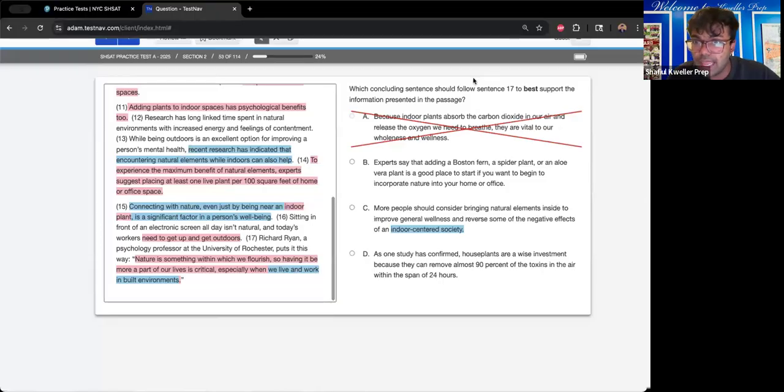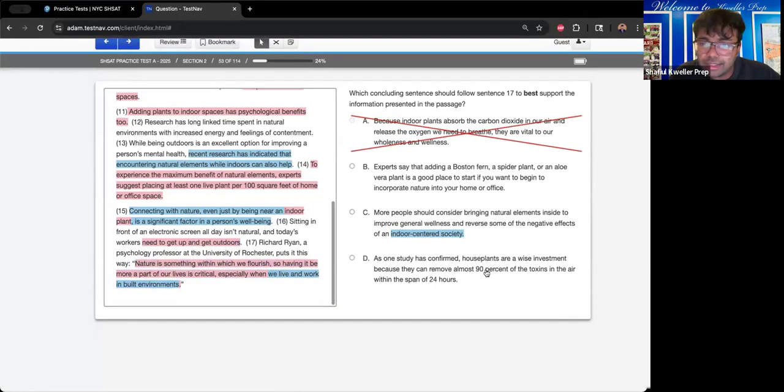Someone said, why wasn't it A? It's not A because A talks about something scientific, like plants absorb the carbon dioxide in our air. This is scientific. But the point in 17 is not talking about science, it's talking about the social benefits that we get from having plants and how it's a critical part of our life. So yeah.